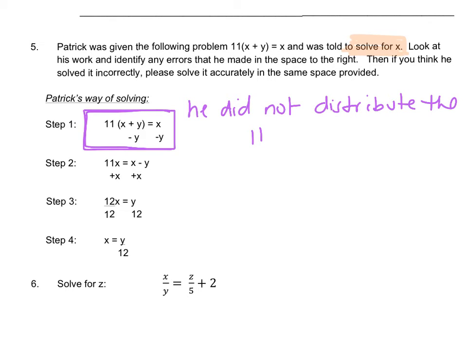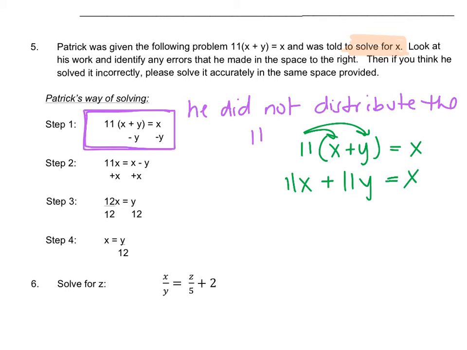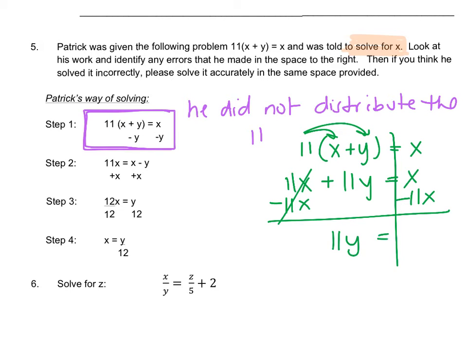Now that I found that mistake, I have to go ahead and do it correctly. So if my problem is 11 times x plus y equals x, the first thing we're going to do is distribute the 11. I have 11x plus 11y equals x. The next thing that we have to do is put like terms together. So I'm going to get my x's on the same side. 11y equals negative 10x. It's negative 10 because remember in front of this x we have a 1. 1 minus 11 is negative 10.